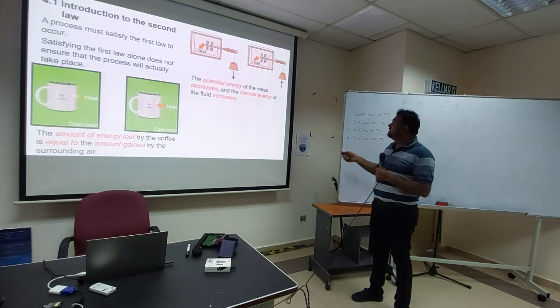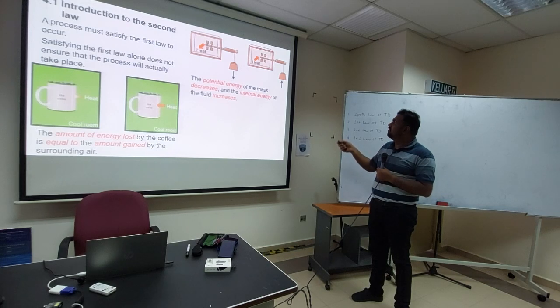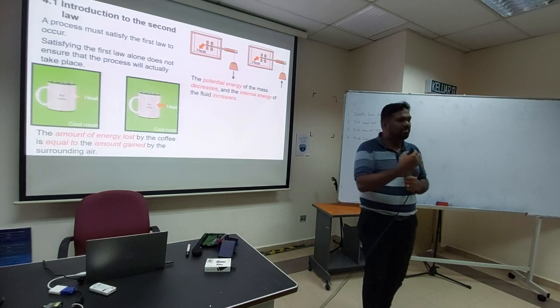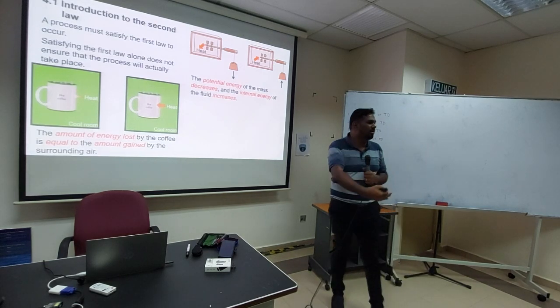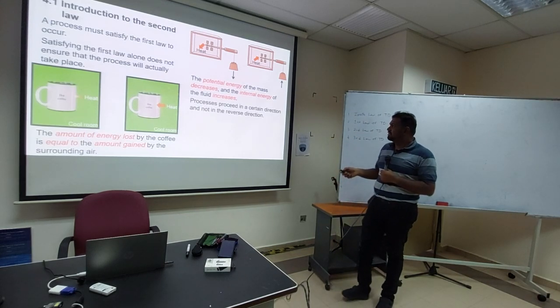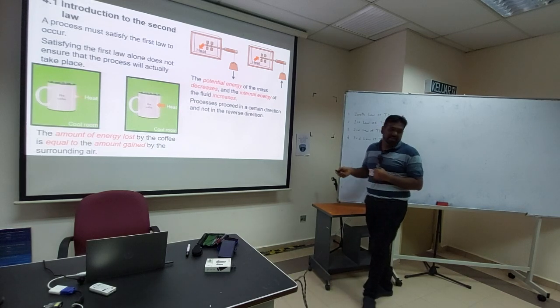Okay, so let's say it's going up, potential energy, kinetic energy is converted to potential energy. So this is not really possible, because there is no mechanism for it to move out. Okay, so similar to what I said, it will be from a higher order to a lower order. Always it will be like that. So processes proceed in a certain direction and not in the reverse direction.